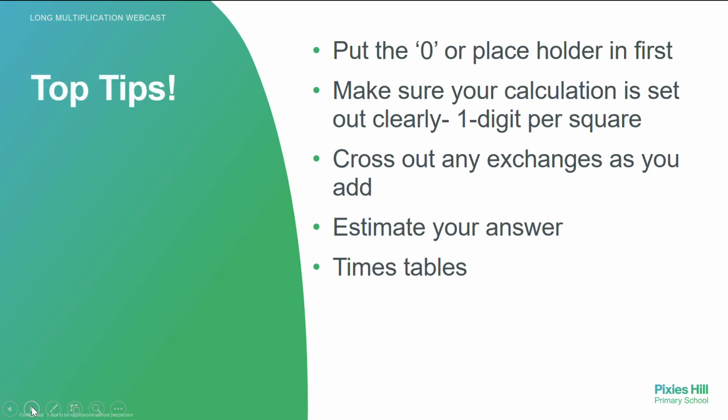Finally, a couple of top tips to help you with your long multiplication. Firstly, put the 0 or placeholder in first. Another tip is to make sure your calculation is set out clearly, remembering to put 1 digit per square. Thirdly, remember to cross out any exchanges as you add. Another good tip is to estimate your answer, for example by using rounding. And finally, make sure you are confident with your times tables. This will allow you to concentrate on the method rather than recalling your times tables.